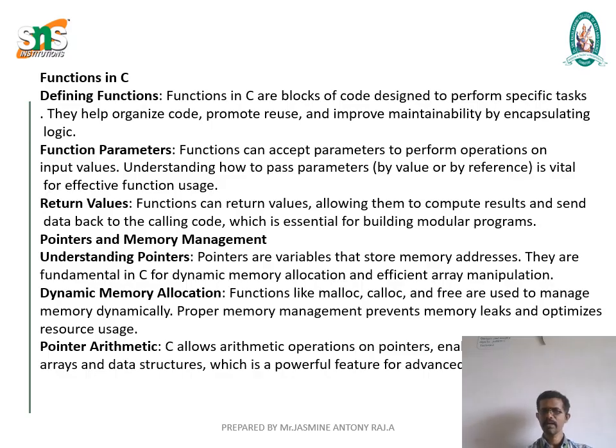In dynamic memory allocation, we have different functions: malloc, calloc, and free, which are used to manage memory dynamically. By using different commands or code, we can use dynamic memory allocation effectively. Next, pointer arithmetic. Pointer arithmetic means C allows arithmetic operations on pointers, which is used to traverse arrays and data structures, a powerful feature of advanced methodologies.